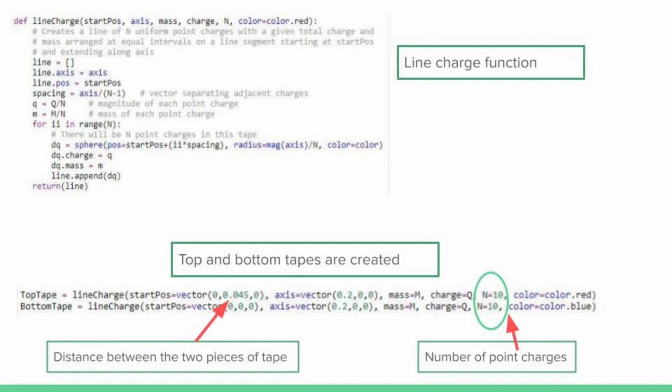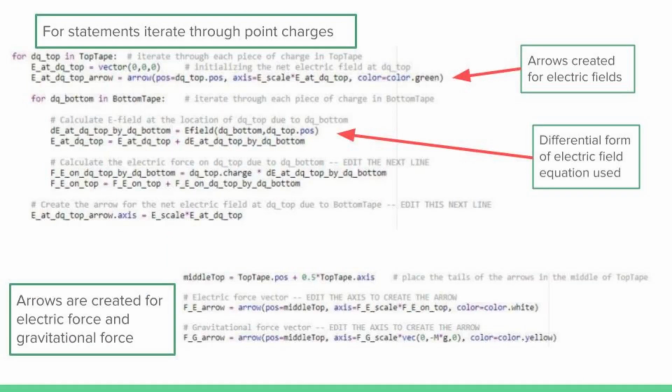The position of the top tape was changed to the distance between the two pieces of tape, and there are 10 point charges. Then we move on to the four statements that iterate through each of the point charges in both pieces of tape to find the electric fields and electric forces. Arrows for the electric fields are created during the iterations. This is where the differential form of the electric field equation comes into place. All of the electric forces at the point charges are summed to get the net electric force on the top tape. Arrows are then created for the electric force and gravitational force.